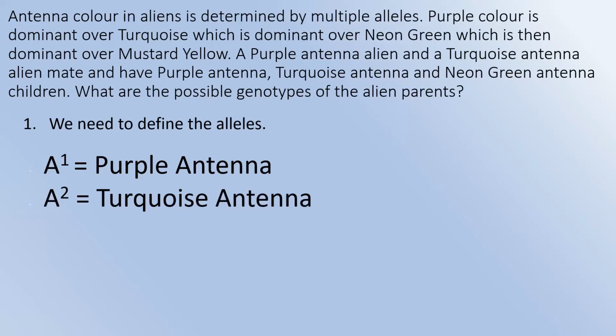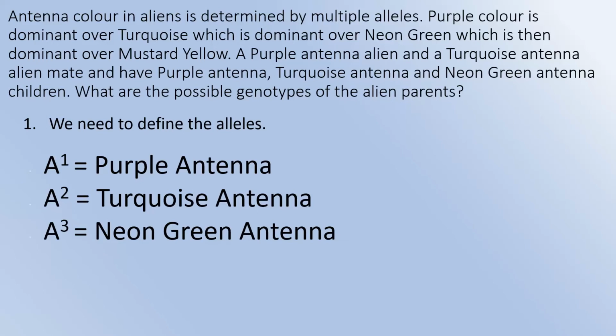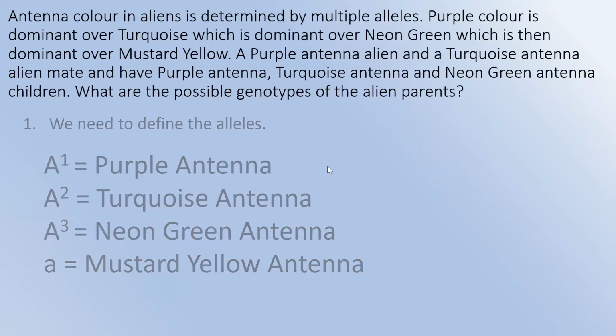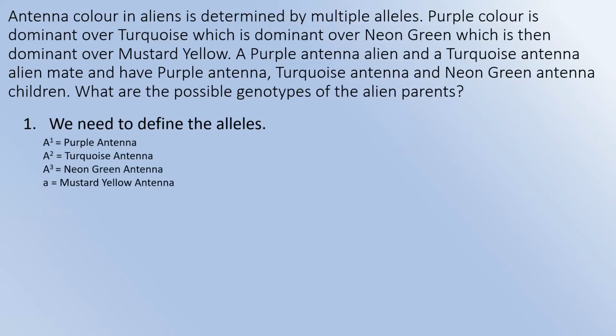Second is the turquoise antenna. Third is going to be our neon green antenna. And fourth is mustard yellow, and that's just from the sentence here that goes: purple color is dominant over turquoise, which is dominant over neon green, which is then dominant over mustard yellow. And we are going to keep those in mind as we go to the next page. So that was our step 1.